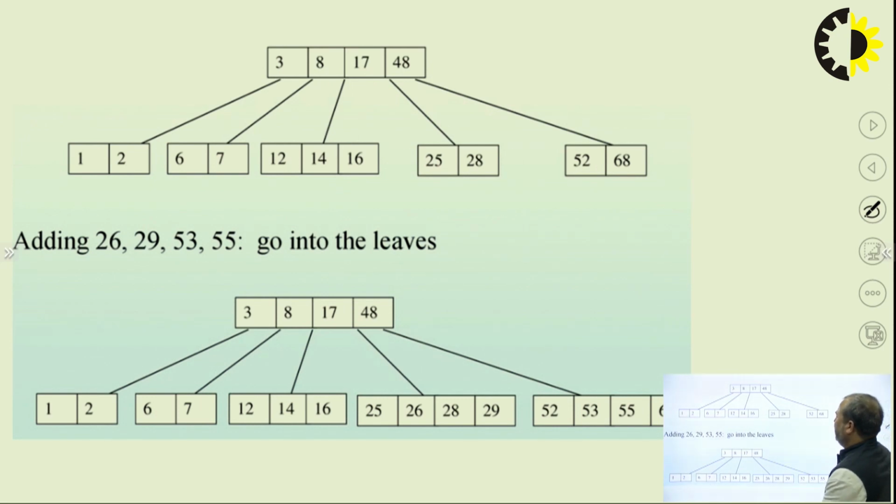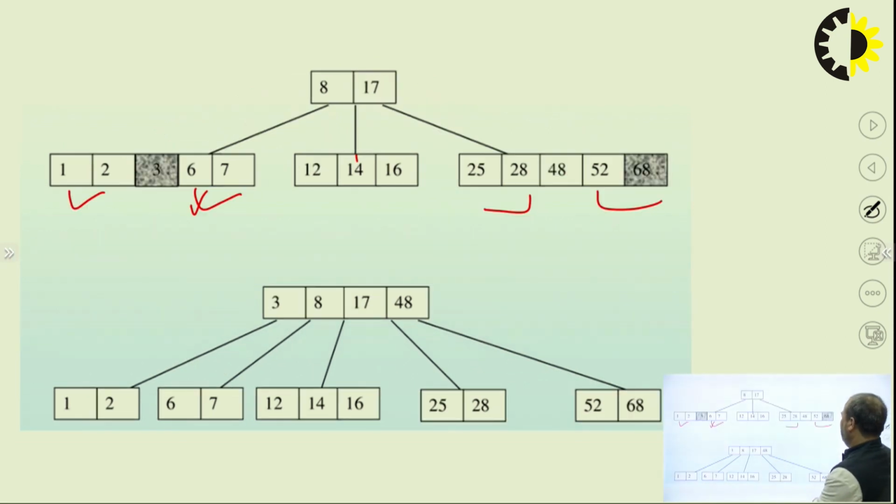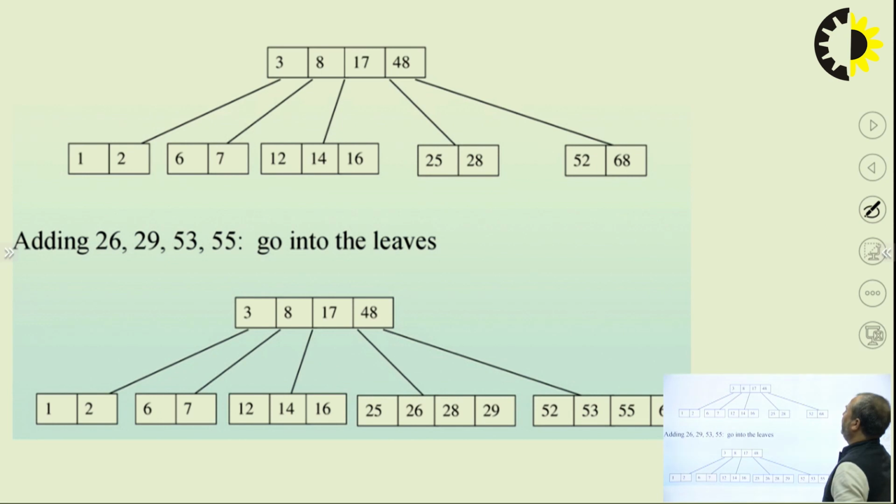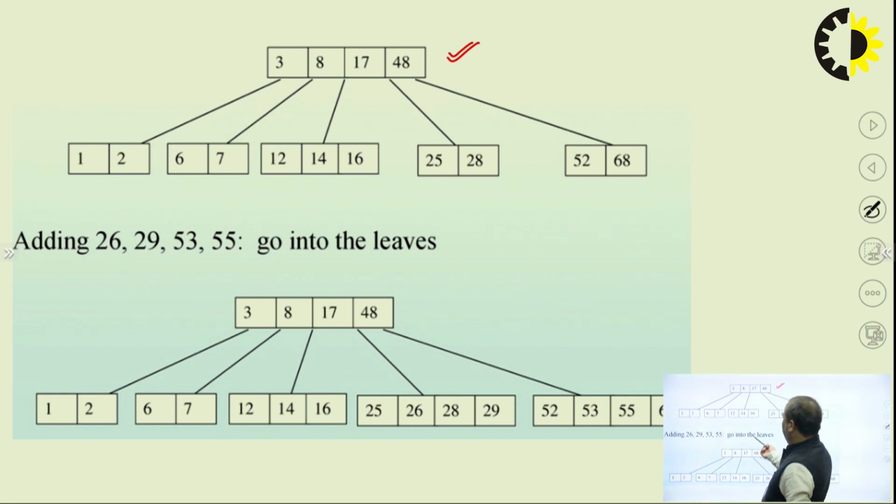Similarly adding 26, 29. If you want to insert 26, how will we do it? The root node is already full. Let's see where it will lie. 26 will become part of this node, because 26 is greater than 17 and less than 48. So here we can have 26.